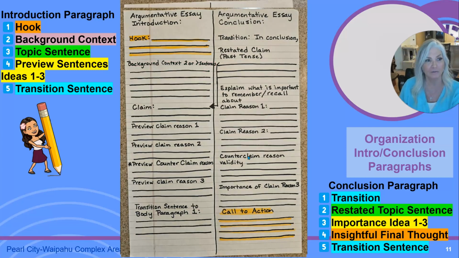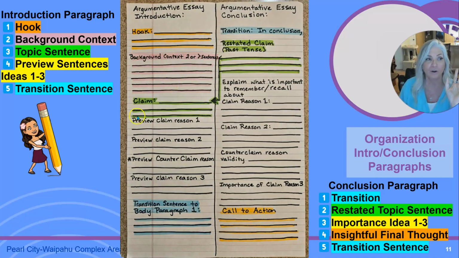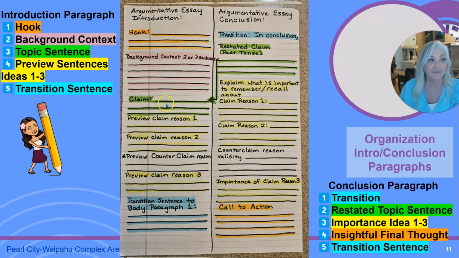All right, so now in color, you can see that we put in our hook and our call to action. We put in that background context, 2 or more sentences explaining what's going on currently. There's a debate about that. We have our claim, our restated claim, where we flip the order and put it in past tense. Then we have all 3 of our reasons for our claim. In this case, we talk about their importance in the conclusion.